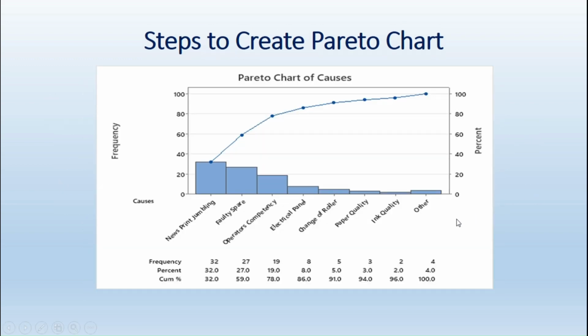In this Pareto chart, you can see that in x-axis all the causes are there, in y-axis all the frequencies of each causes are there, and in the secondary y-axis you can see that the cumulative percentage is there. And you can also see that 78% of the problem is because of these three main causes. The three main causes are newsprint jumbling, faulty spare, operators competency.